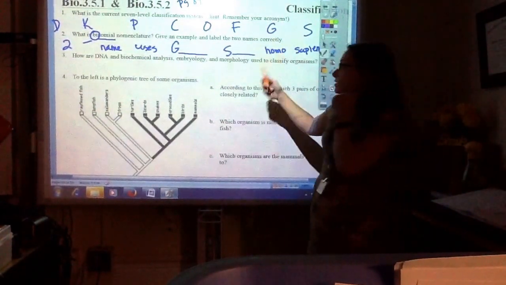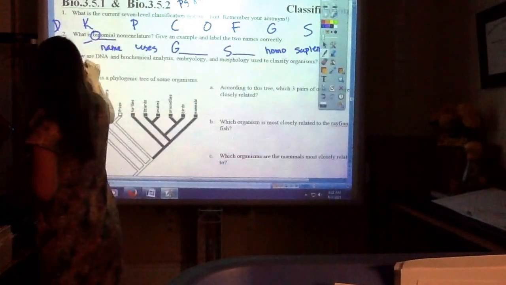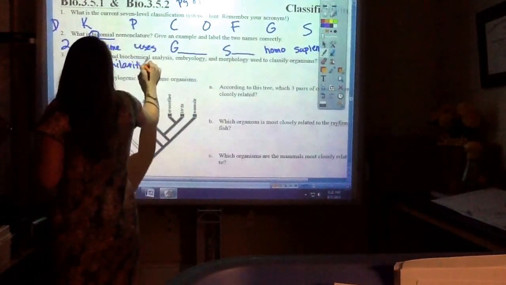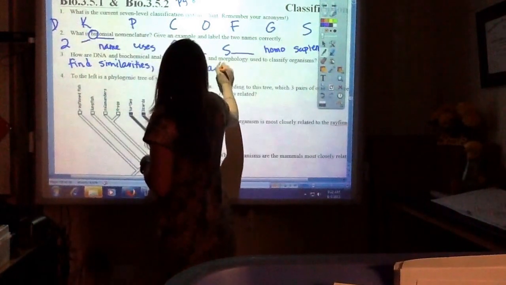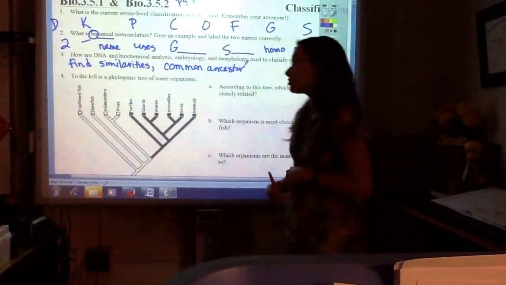DNA, biochemical analysis, embryology, morphology, how are they used to classify organisms? They find similarities. And they find common ancestors. So they find who is most related and who their common ancestors are.